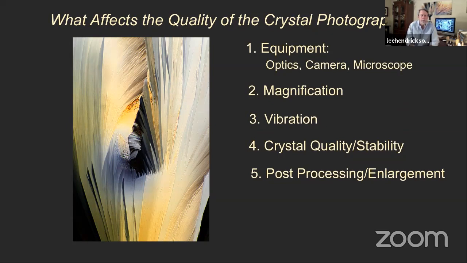Post-processing or enlargement. Remember, I'm starting off with something that is smaller than the head of a pin, and I want to make a print that may be 6 feet in the longest dimension. So the processing and the enlargement and the quality of the image, the resolution, all has to be maintained throughout that process. And then, of course, there's the operator, me, the composition. I have to find something that works as an artist.